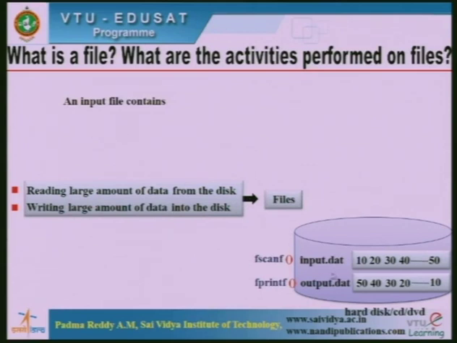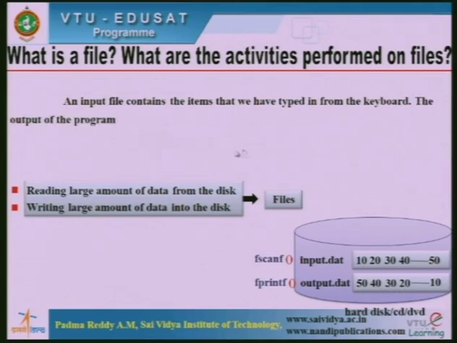So what does this input file contain? This input file contains the data that we have typed from the keyboard and we have saved here. So an input file contains the items that we have typed in from the keyboard. Now tell me, what is this? This is the output file. What does it contain? This is the data that we have written into the file. The output of the program can be written into the output file. This is the input data and this is the output data. Input data is available in the input file. Output data is available in the output file.